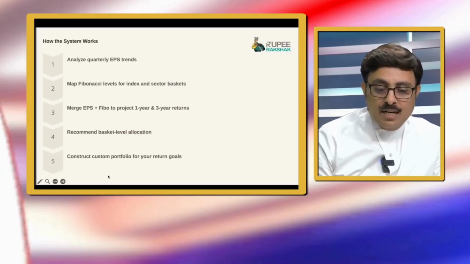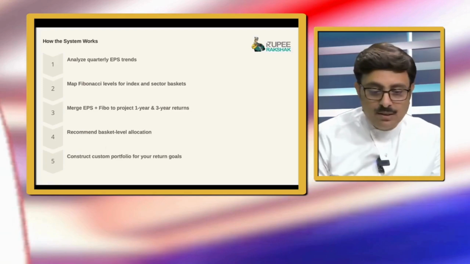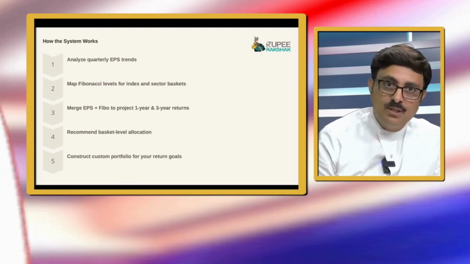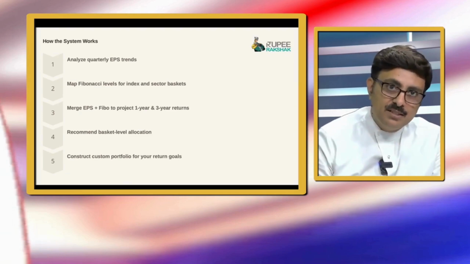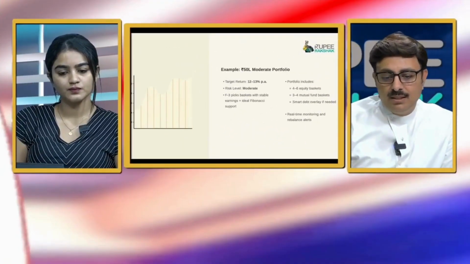So the recommendation of the basket level allocation is based on this methodology, and it also constructs a custom portfolio for your return goals. If someone is expecting 16% in the next 3 years, it will only pick the baskets that can deliver that. Everything it will do automatically, so that the right basket is chosen and the right amount of allocation is also chosen. Let me give an example on the screen. So here is the example.